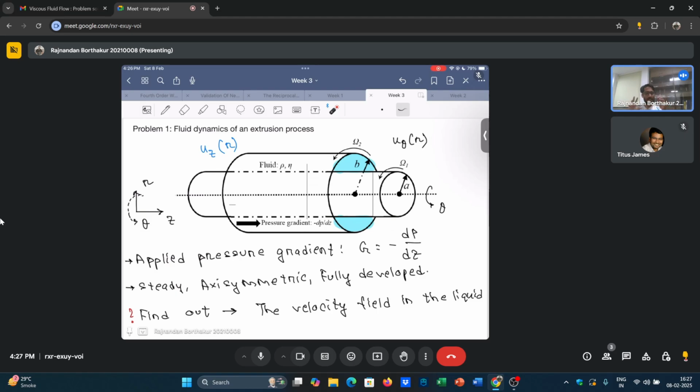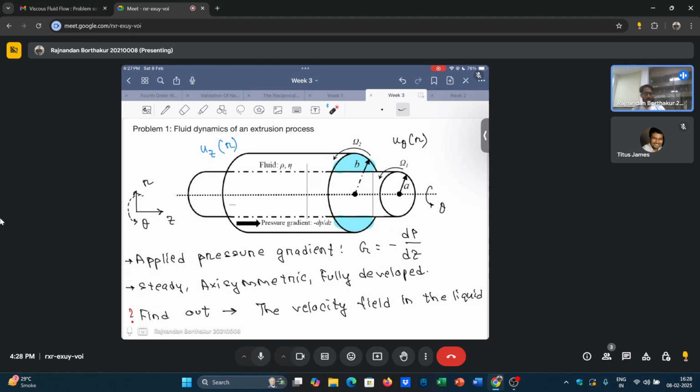What they asked us is that in this case, you just need to evaluate the velocity field of the fluid that is suffering this kind of motion. That's all that you need to do. And they have asked us to consider certain assumptions. You need to consider your problem to be steady. You need to consider your problem to be fully developed, and more importantly, you need to invoke the assumption of axisymmetry.